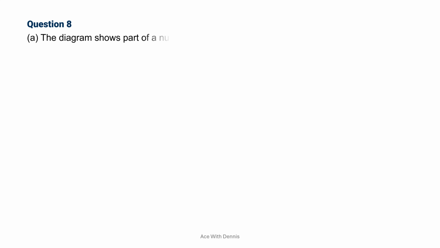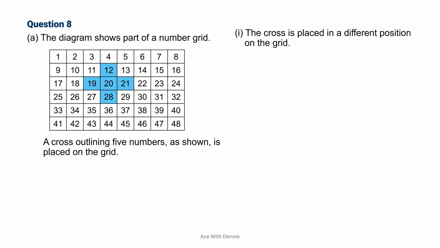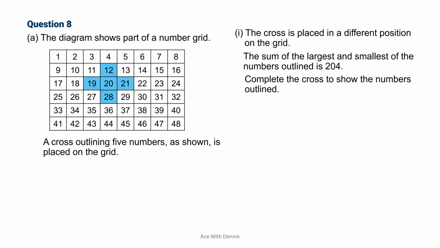Question 8. A. The diagram shows part of a number grid. A cross outlining 5 numbers as shown is placed on a grid. 1. The cross is placed in a different position on the grid. The sum of the largest and the smallest of the numbers outlined is 204. Complete the cross to show the numbers outlined.